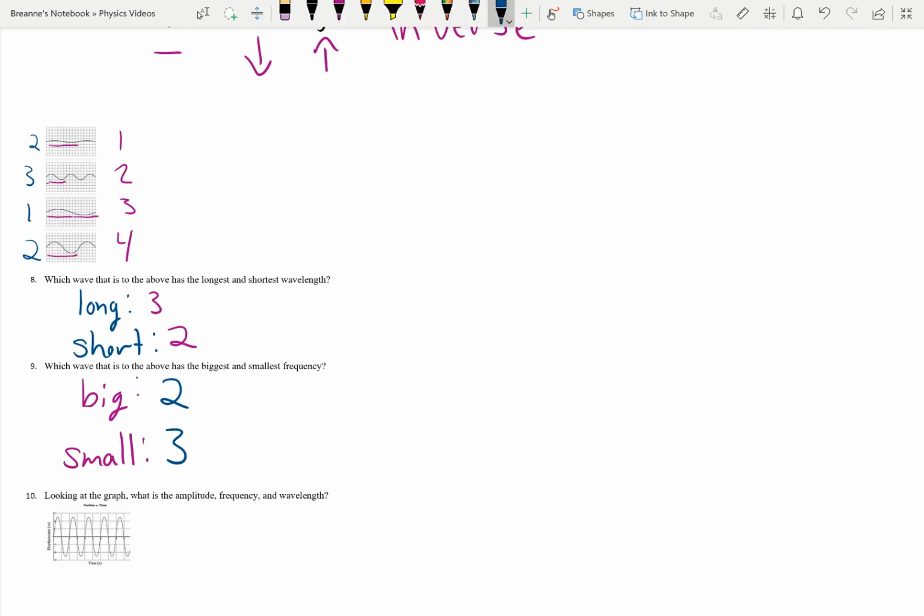Oh, look, it's the opposite. So that goes back to our inverse relationship. Isn't that cool how everything's connected and related?